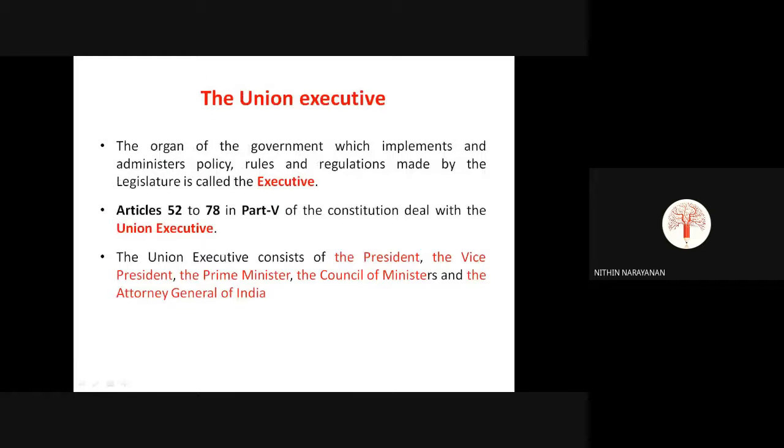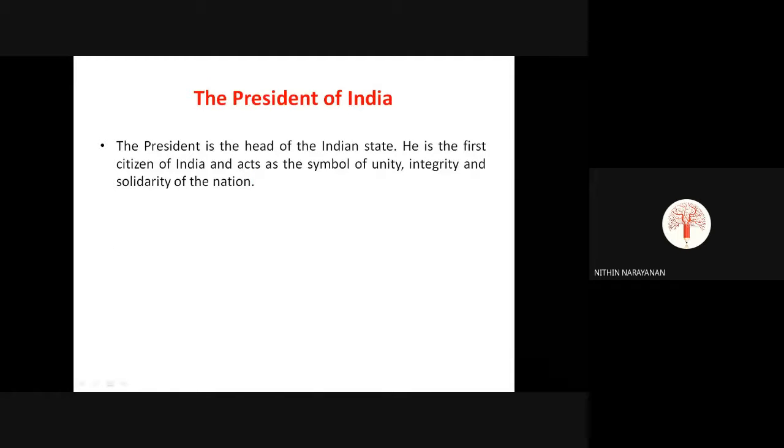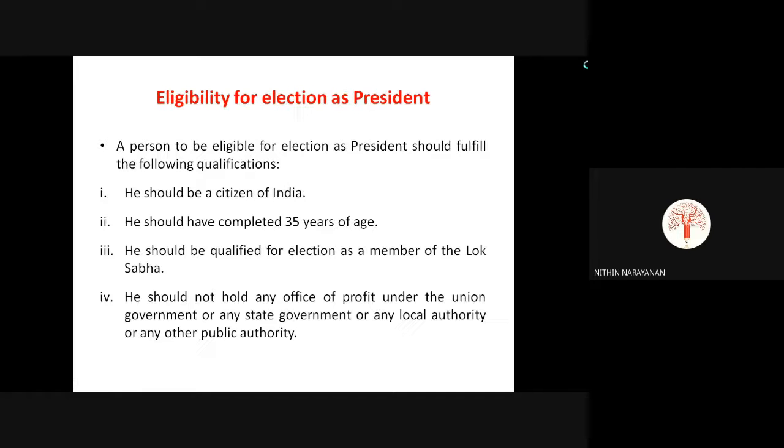So from this, you can expect questions on the President: the different roles and functions of the President, and the Vice President also. How is he elected? What is the qualification? What are the roles of the Vice President? You can expect questions like that. The President of India is the head of the Indian state. He is the first citizen of India and acts as the symbol of unity, integrity, and solidarity of the nation.